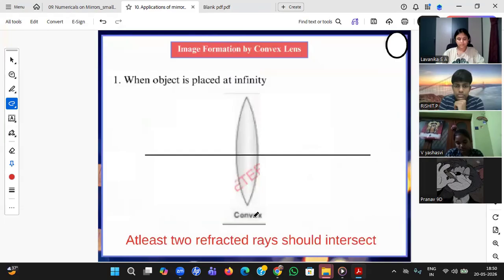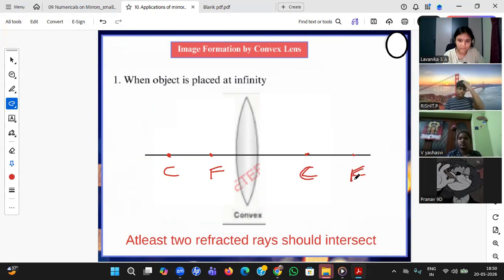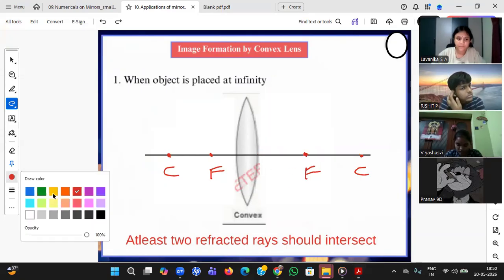Yes, Lavanika, you can see, student, this is nothing but a convex lens. Obviously, it should have one center of curvature, one focus, one center of curvature, one focus. What is wrong here, Lavanika? Sir, you should put focus first. Very good, absolutely. Okay, student, here focus should come first, then center of curvature. Why? Because if you halve the radius, you will get the focus. This is the radius. If you do it half, you'll get the focus. Okay, that's perfect.